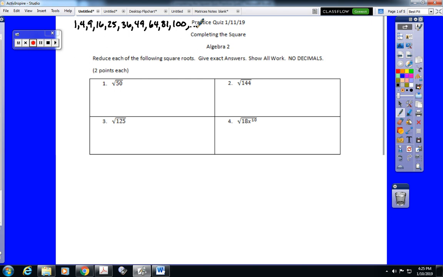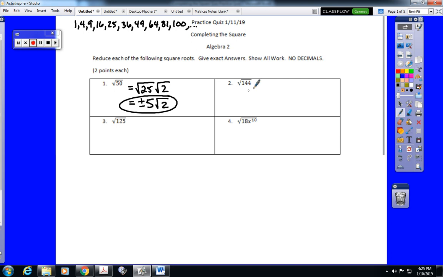So 50 is not a perfect square. However, 50 is divisible by 25. So we would in our head break 50 into 25 and 2. And then the square root of 25 we could do on the calculator, but you need to remember the plus or minus because again, your calculator will not do plus or minus. So if you forget it, you're going to lose one of your 2 points.